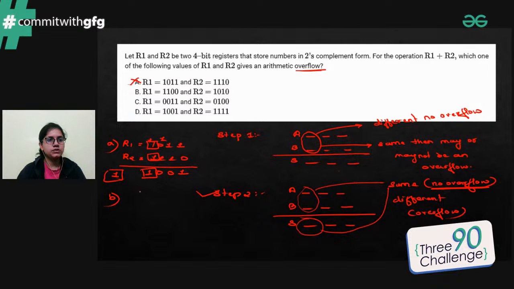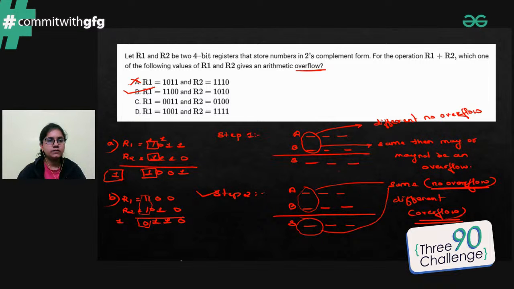Let's see option B. R1 is equal to 1100, R2 is equal to 1010. Let's add them. This is 0, this is 1, this is 1, and here this is 0 and this is 1. Can you see that these two bits are different? When they are different, overflow occurs, and that is what we want. So option B is correct.